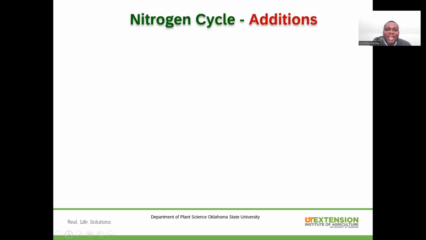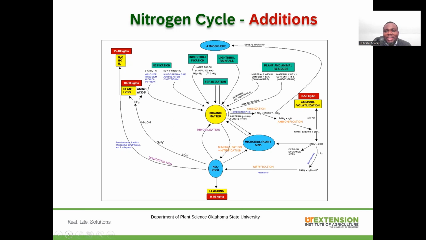So now we can get into the cycle. Again, the first process we want to look at is addition. How is nitrogen added to the system? If you look at this chart here, it looks very detailed and complex, but just follow me and we'll simply digest this cycle and make it easy and simple. So there are about 5 different ways nitrogen can get into the system.